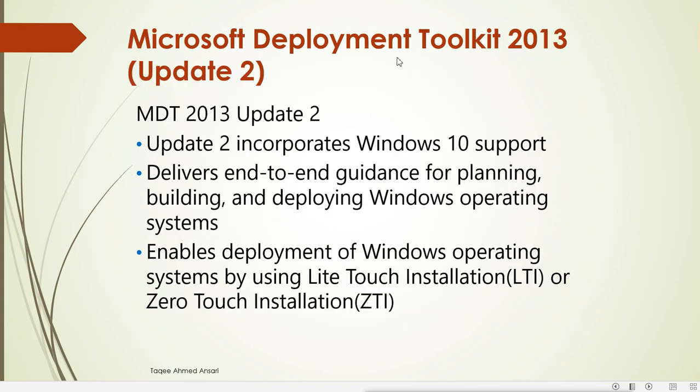Then we have Microsoft Deployment Toolkit 2013 Update 2. Now this is also for deployment, and this update incorporates Windows 10 support, so we can install Windows 10 with it. It delivers end-to-end guidance for planning, building and deploying Windows operating systems. It enables deployment of Windows operating systems by using light touch installation or zero touch installation.